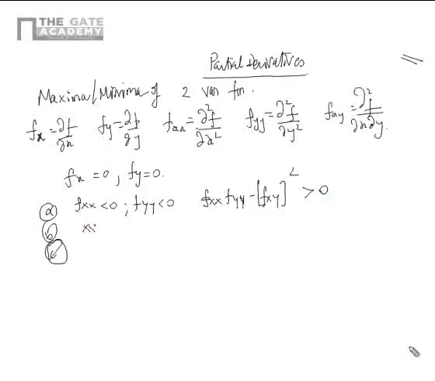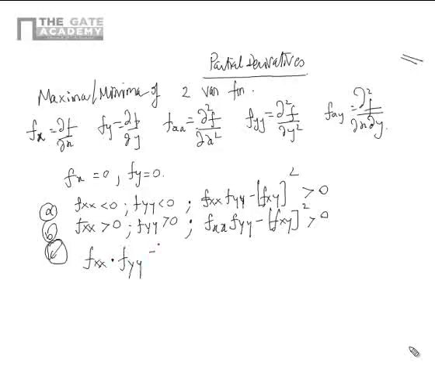Then the second case was fxx greater than 0, fyy greater than 0, fxx into fyy minus fxy the whole square is greater than 0. Third case was fxx into fyy minus fxy the whole square less than 0.